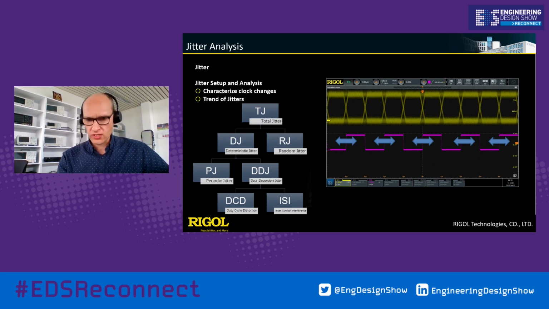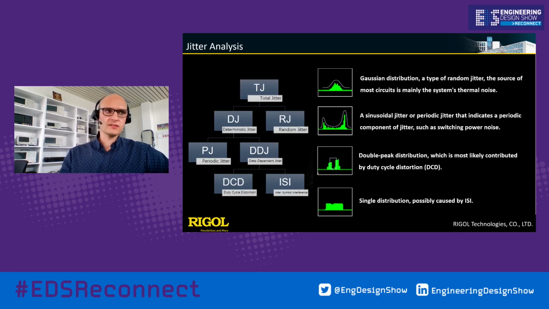In case we have jitter effects, which is a problem, this tool can be used to see what kind of root cause generates the jitter. Here, for example, the DS70500 has the ability to determine what kind of jitter we have. For example, we can display the total jitter as a result, or we can also display the deterministic jitter, or we have a chance, for example, to see if the random jitter is affected.